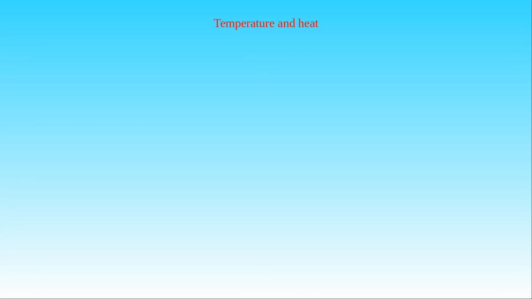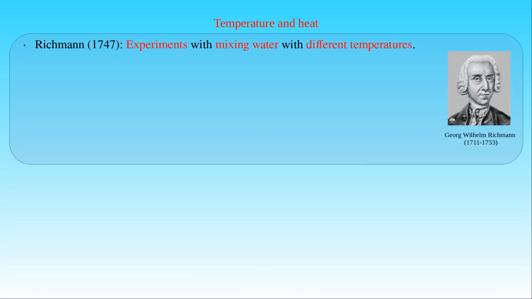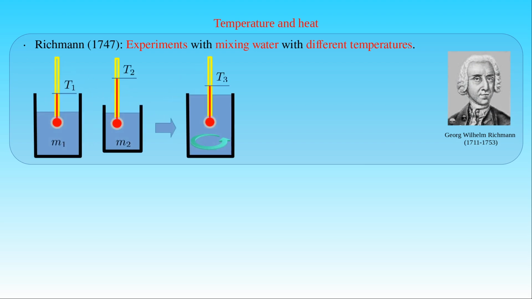Such experiments were performed in 1747 by Georg Wilhelm Richmann, a German physicist, who tried to determine the temperature T3 produced by mixing a quantity of water given by the mass M1 at temperature T1, with another quantity of water given by the mass M2 at temperature T2. The quantitative description of mixing hot and cold water was a well-known problem at that time, and a formula providing the temperature of the mixture was already available. However, there was a discrepancy between the calculations and the result of Richmann's experiments, and he could find a formula confirmed by the results of his measurements.